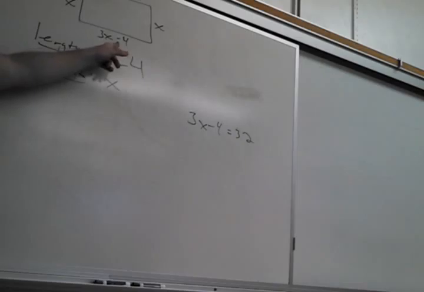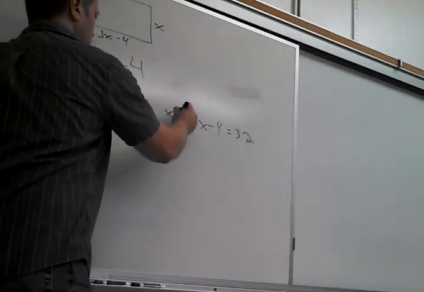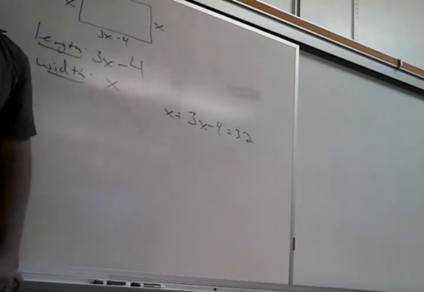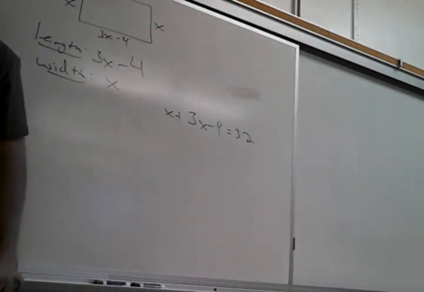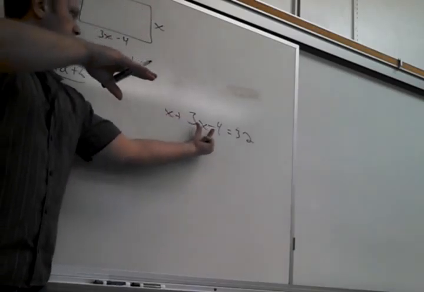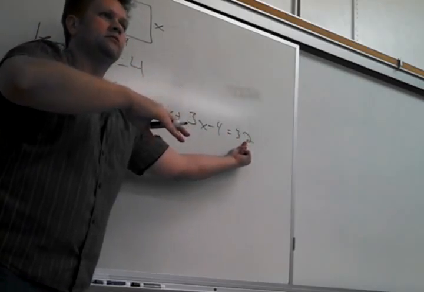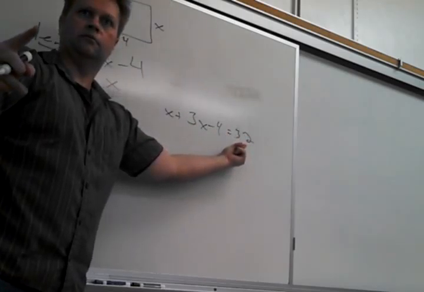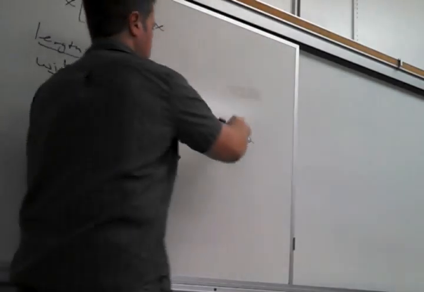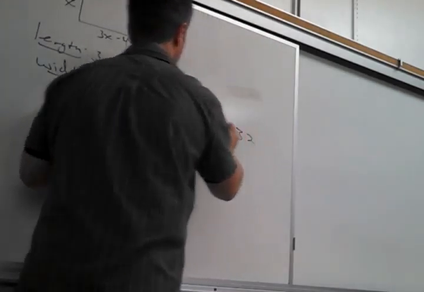That is one side. And then the next thing is somebody does this, which is a little bit better, but that's only halfway. If you're clever about how to set this up, you could say x plus 3x minus 4 equals 16, because that's halfway. If all the way is 32, halfway is 16. Well, let's not do that. Let's go straightforward. Let's keep that as 32.